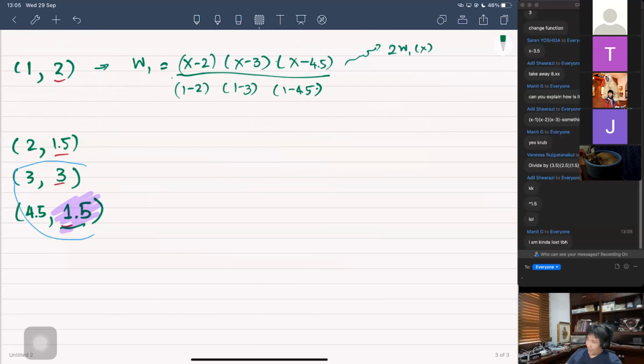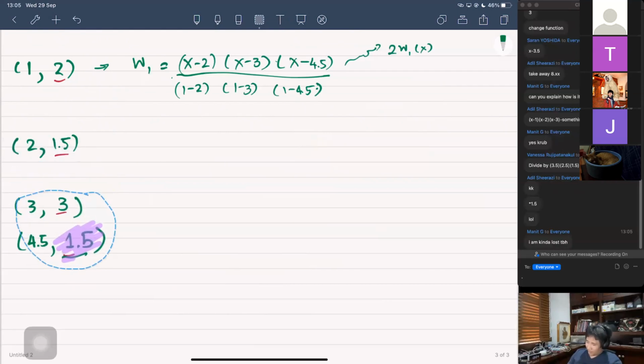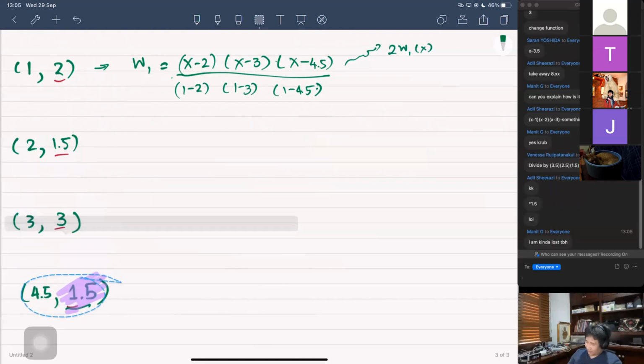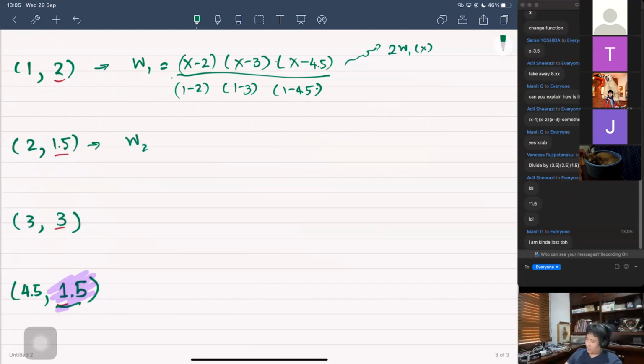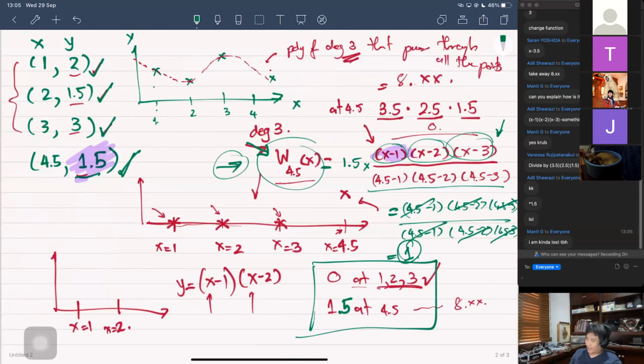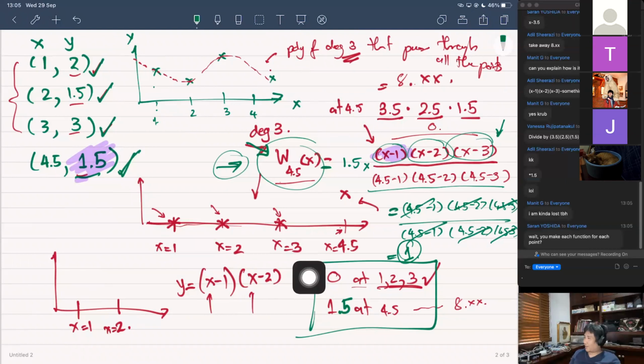Okay, let me complete that. W2. Okay, let me recap real quick, because if one is lost, like 10 other people are going to be lost as well. So our goal right now is to make a function that is 0 at all the other points. Follow me first. We are making a function that is correct at exactly 1 point for each point, and then we're going to combine them later.